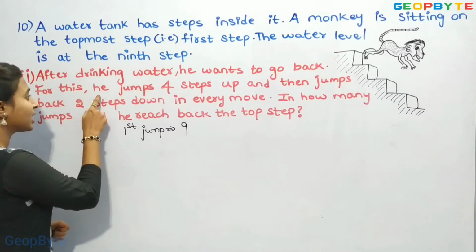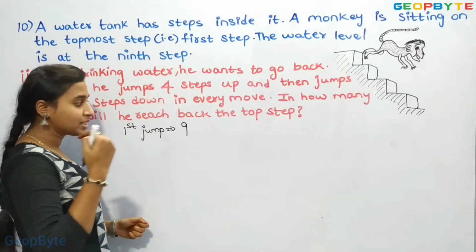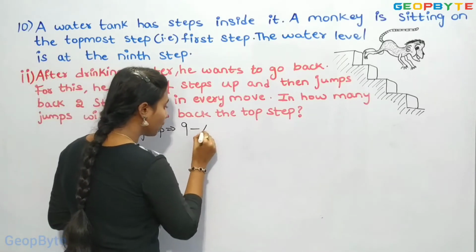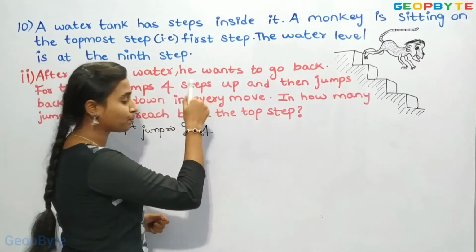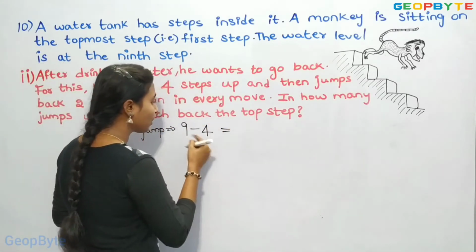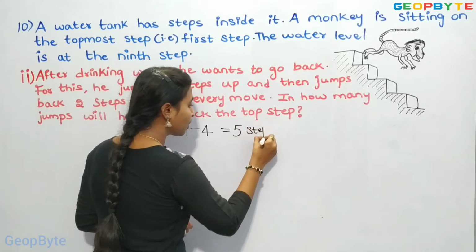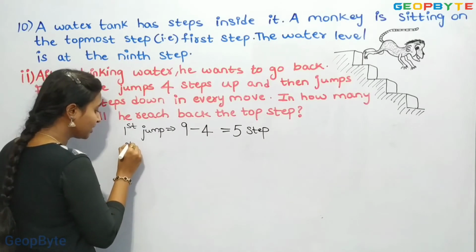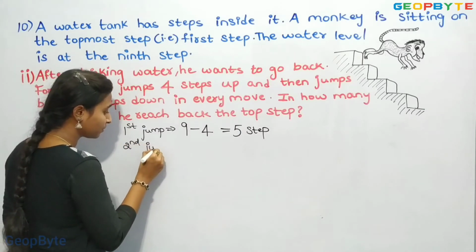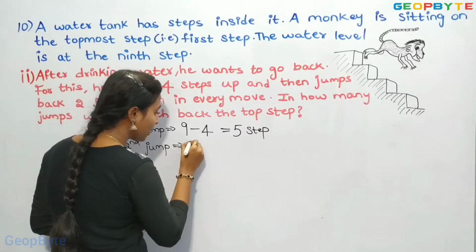For this, he jumps 4 steps up. Up means reverse. Minus 4. He jumps 4 steps up. 9 minus 4 is 5. He comes on to the 5th step. Again, in the second jump, he is on the 5th step.